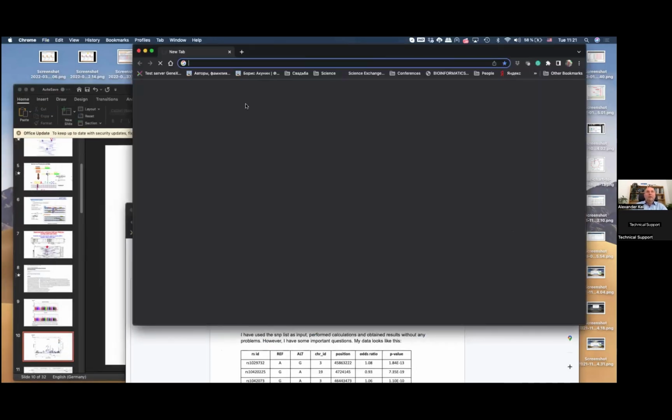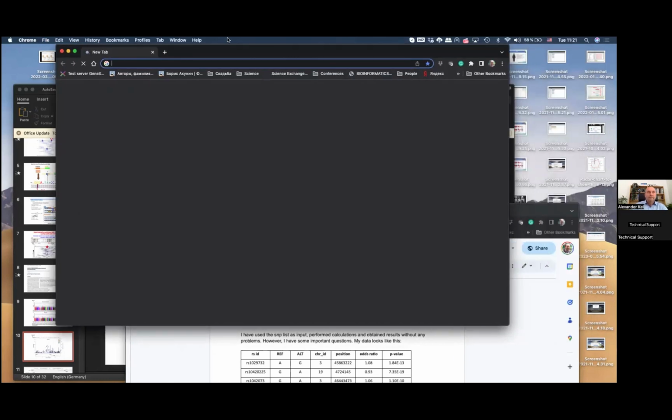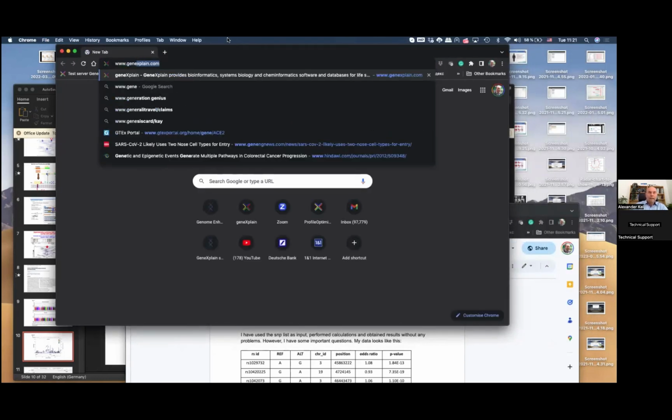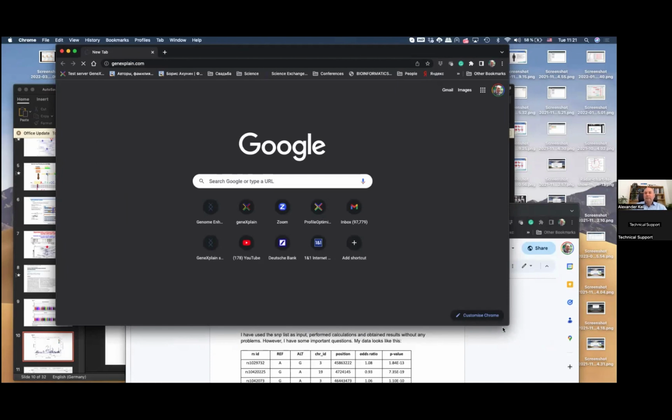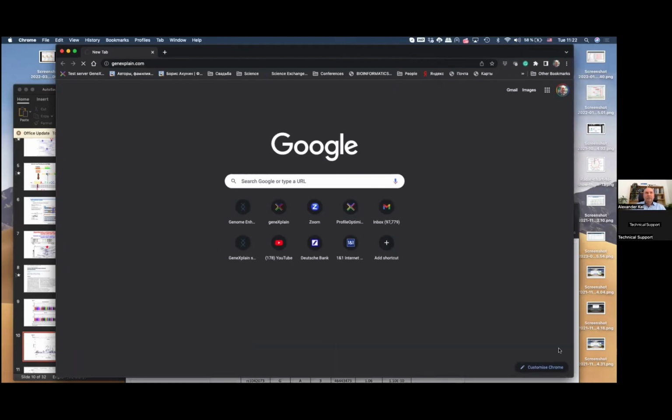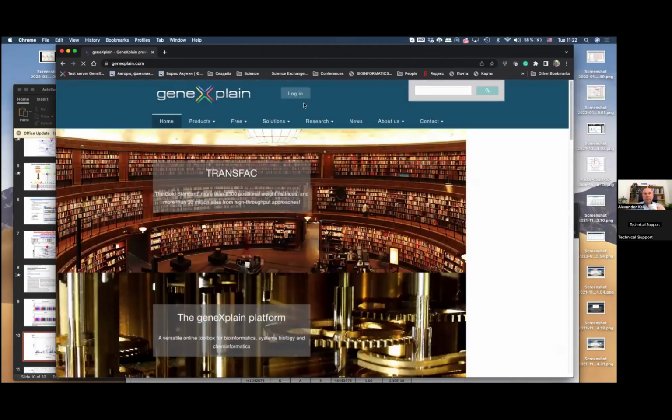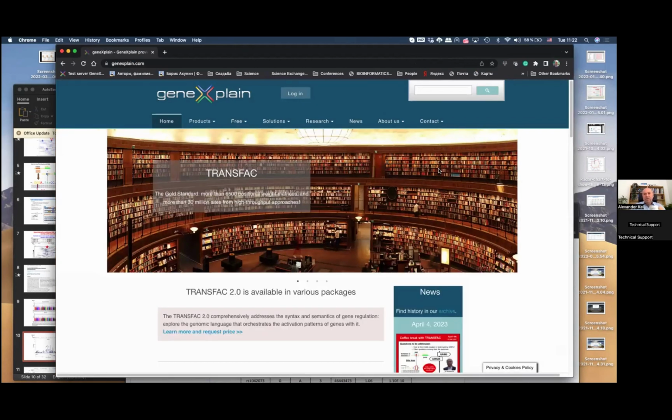So for that, let me go to our tool. We go to our website. Maybe it's time for you also to look at our website. Here you can register for this tool. It's a pre-registration. Of course, you can try this tool. It's called the geneXplain platform. To do everything I'm doing today, you also need a license to the TRANSFAC database. But first you can do it by pre-registration.